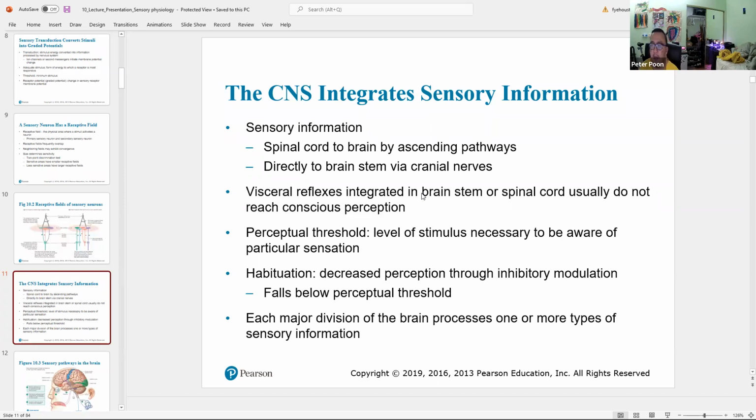Habituation is decreased perception through inhibitory modulation. So your perception threshold changes. If I put you in a room with really bright lights, your inhibitory modulation will eventually dim everything.